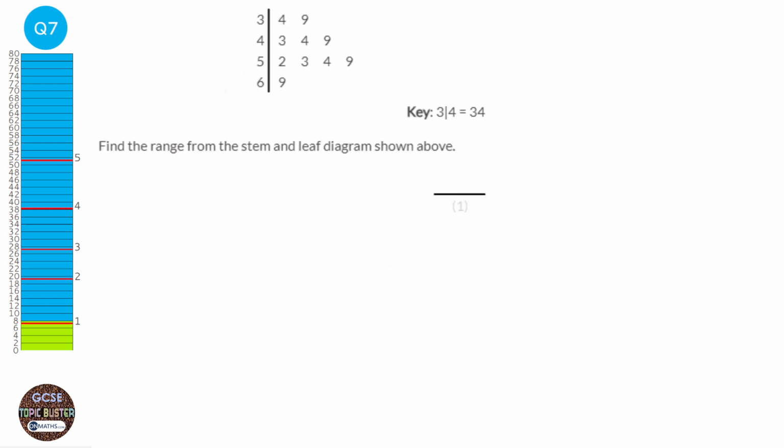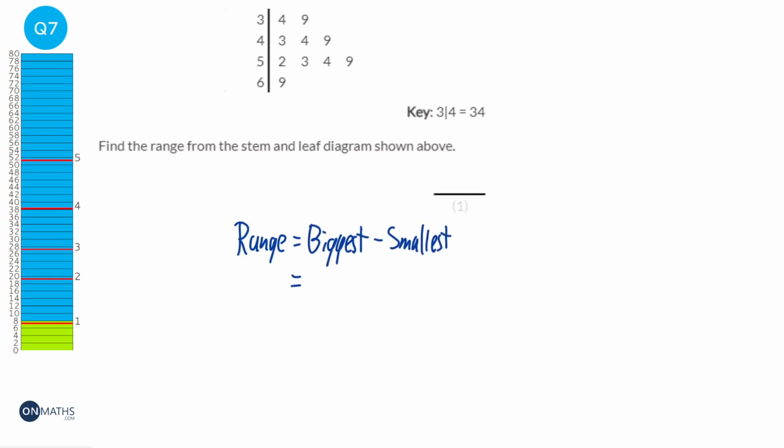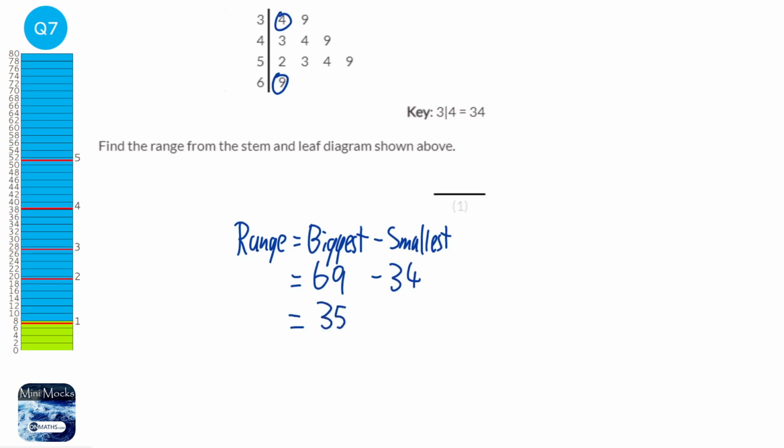The range is the biggest number take away the smallest number. The biggest number in this stem-leaf diagram is found at the bottom right. So this 9 here represents 69. So it would be 69 take away, and the smallest number is always at the top left. So this 4 here represents 34, so it'd be 69 take away 34, which is 35.